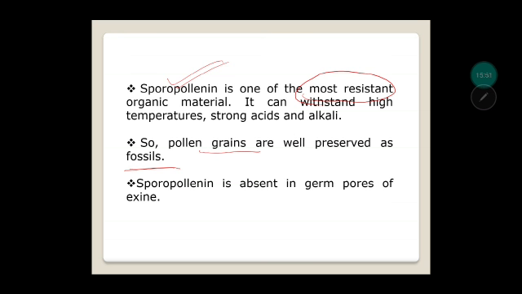Now in the pollen grain, like we have discussed, there is exine and intine. Exine is the outer layer and intine is the inner layer. In some portions of the exine, the sporopollenin is absent. Those portions of the outer layer where sporopollenin is absent are called germ pores. They are just for the exchange of materials and nutrients.